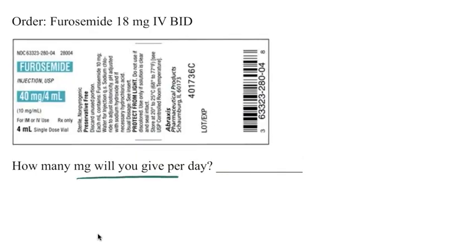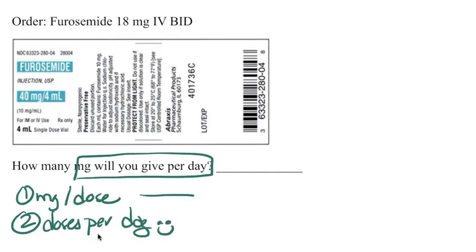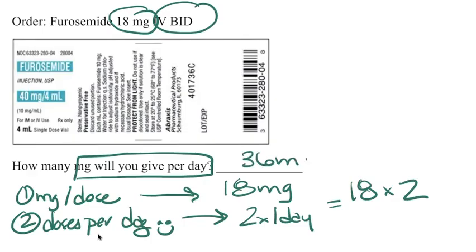All right. Milligrams per day. Again, I need to know milligrams per dose, and number 2, doses per day. How many milligrams per dose am I having here? I go to my doctor's order, and I see 18 milligrams. Doses per day, I see BID. And again, I remember that's 2 times per day. So it's going to be 18 times 2, which is 36 milligrams. And that's it.